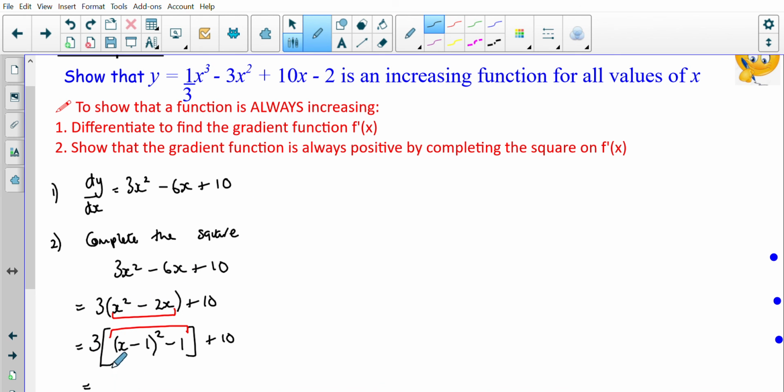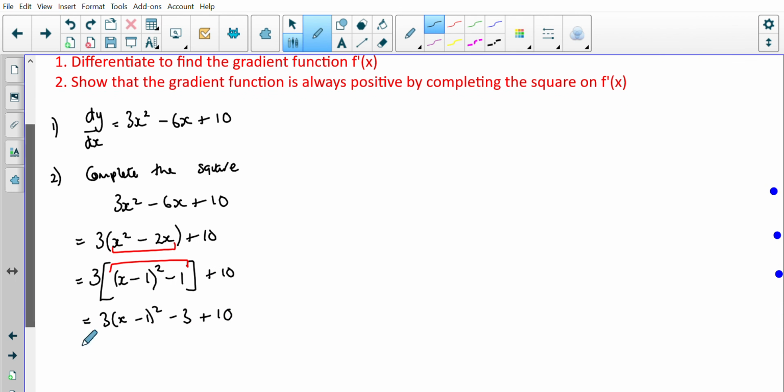So let's tidy this up a bit. So I'm going to expand the square brackets. And then finally just simplify the minus 3 plus 10 to give me plus 7. So now we've got the gradient function, the quadratic expression for the gradient function in the completed the square form.